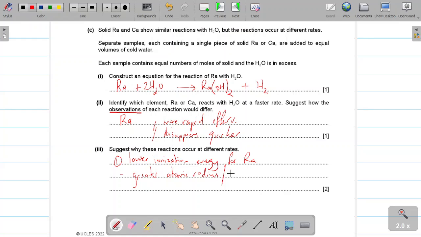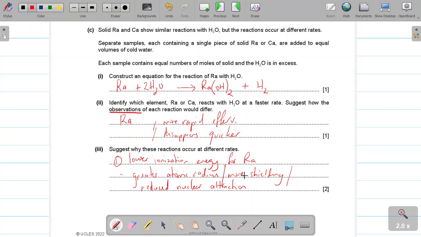So the valence electrons in radium experience more shielding or more screening, and this reduces the nuclear attraction. So this reduces the nuclear attraction for the valence electrons, so they're easier to lose. And this would explain why the reaction rates are different.